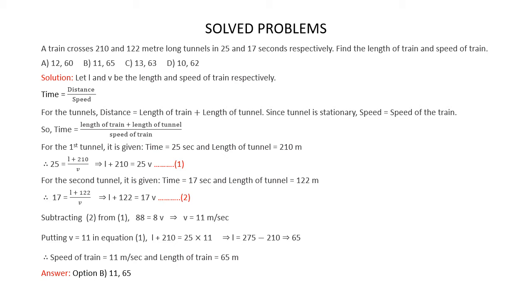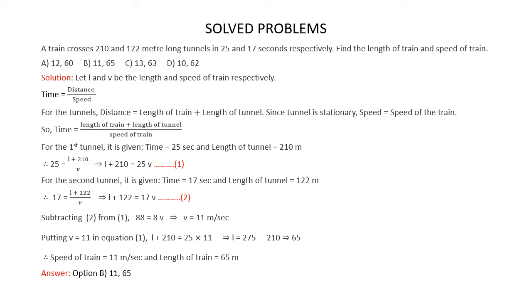Now for the first tunnel, it's given that the time taken by the train to cross the first tunnel is 25 seconds and length of the tunnel is 210 meters. Let's substitute these values in this formula. So we have 25 is equal to L plus 210 divided by V.